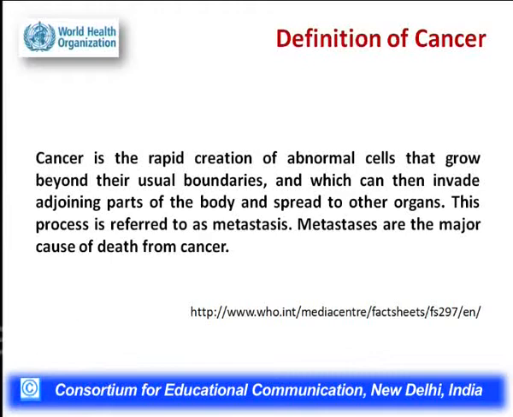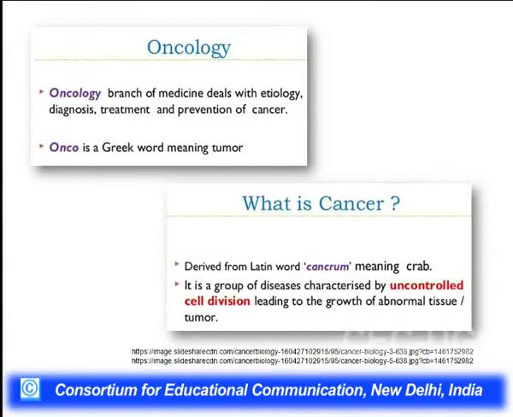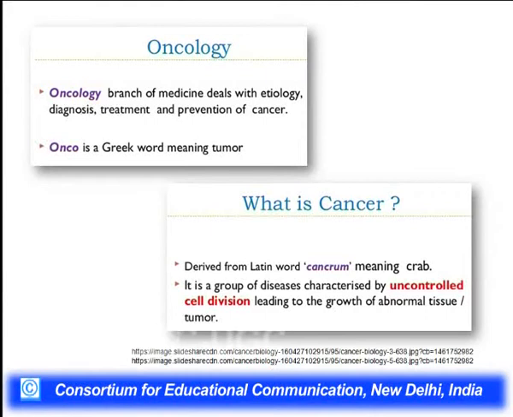Before going into the subsequent anatomy, biology, and treatment regimes, I will make you well versed with some of the definitions, some of the terms which will be used subsequently. The first term is oncology. Oncology is the branch of medicine which deals with the etiology, diagnosis, treatment, and prevention of cancer. Onco is basically a Greek word which means tumor. The word cancer has been derived from a Latin word, cancrum, which means crab. Cancer is a group of diseases characterized by uncontrolled cell division leading to growth of abnormal tissues or tumors.